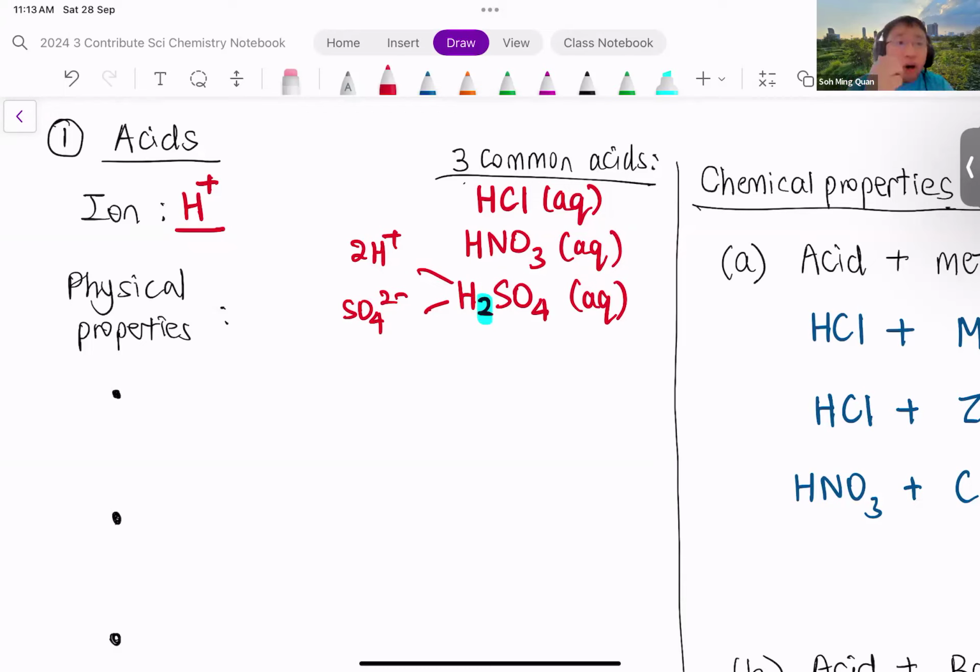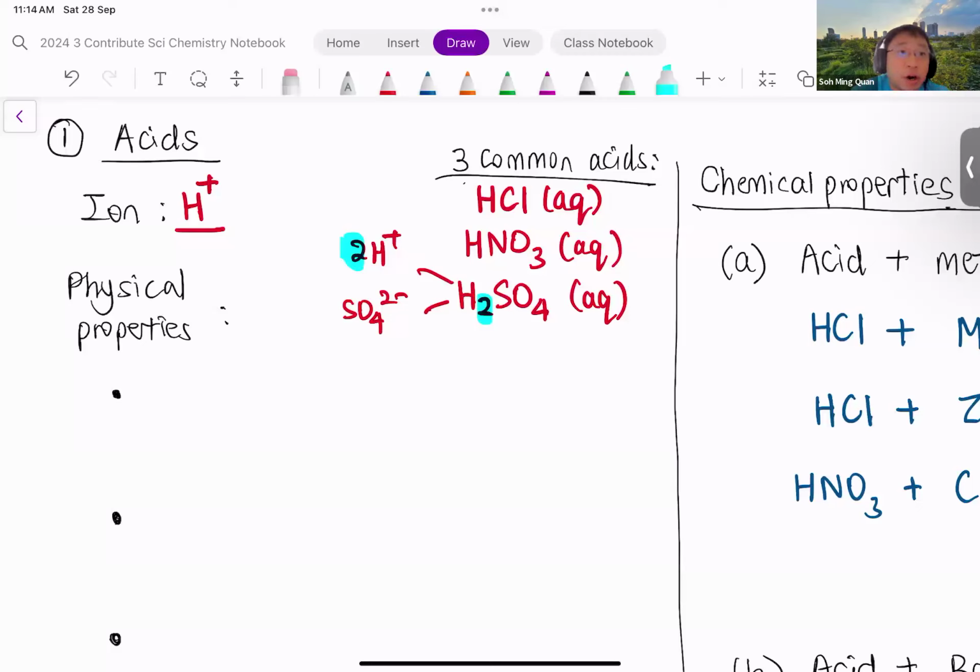So these are the common acids that you must know. You have to know the formula. You also have to know which ions it will form, because this will guide you to naming the salts that is formed later on. Okay, so let me just pause the recording here for a short while. We have just covered what ions are present in acids when they are dissolved in water.